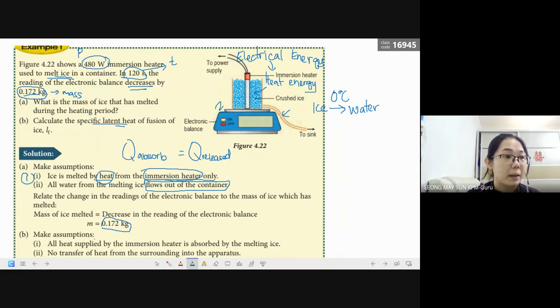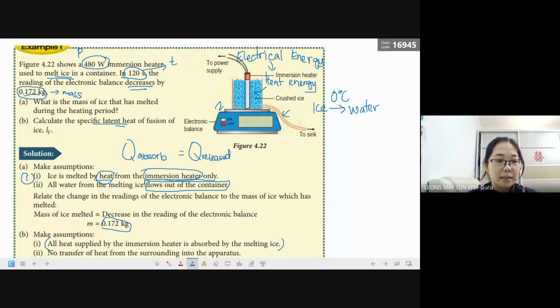Again, they made an assumption that I want to emphasize here. All the heat supplied by the immersion heater is fully absorbed by the melting ice, because sometimes they will ask assumptions. So these are the assumptions that you have to be aware of. Look at the question, look at the diagram. What are the assumptions that need to be made?